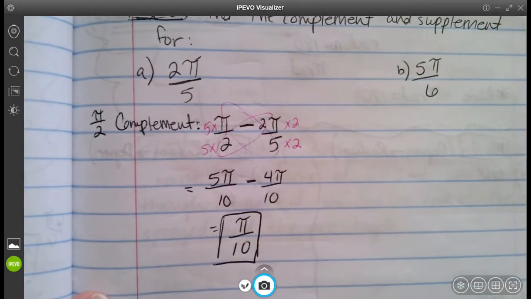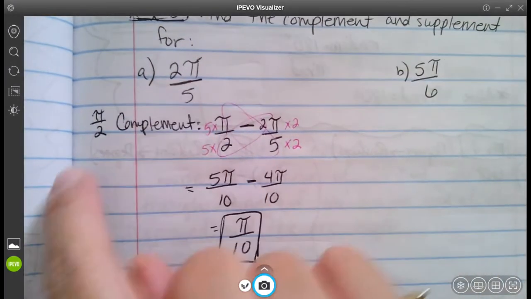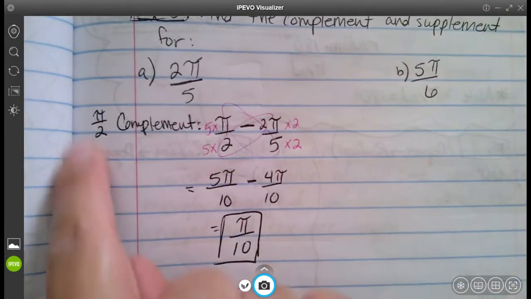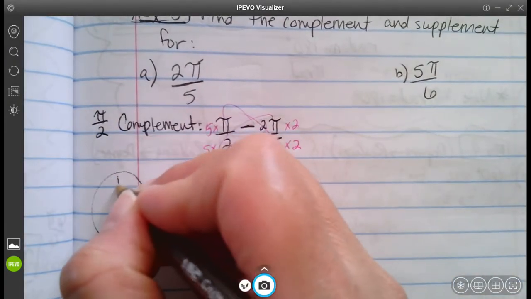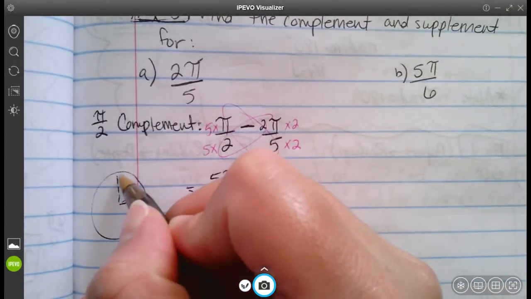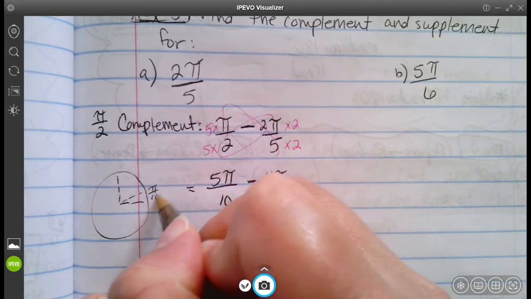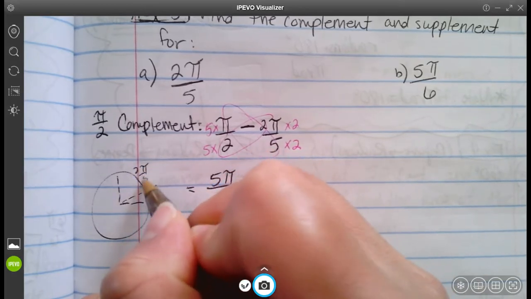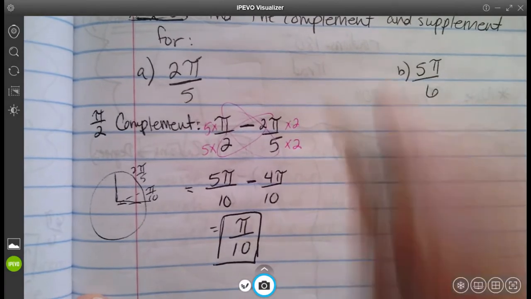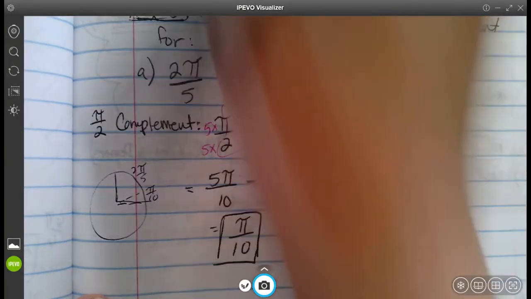And that's it. So this plus this equals pi halves. If I put these two pieces together on a circle, it's going to make a quarter of the circle. So something like that. Pi tenths and 2 pi fifths is going to give me that quarter of the circle. Okay, let's try the supplement now.